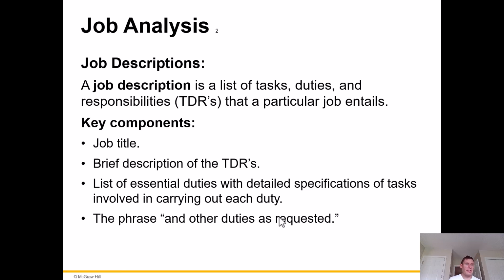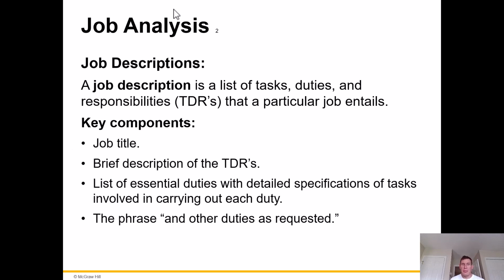So job descriptions, this is likely something you'll get when you get out into the world of work. You may already be in the world of work. You should be given a formalized job description, which is a list of tasks, duties, and responsibilities that a particular job entails. Imagine being handed a piece of paper or being sent a PDF. These are all the things that your job is responsible for.